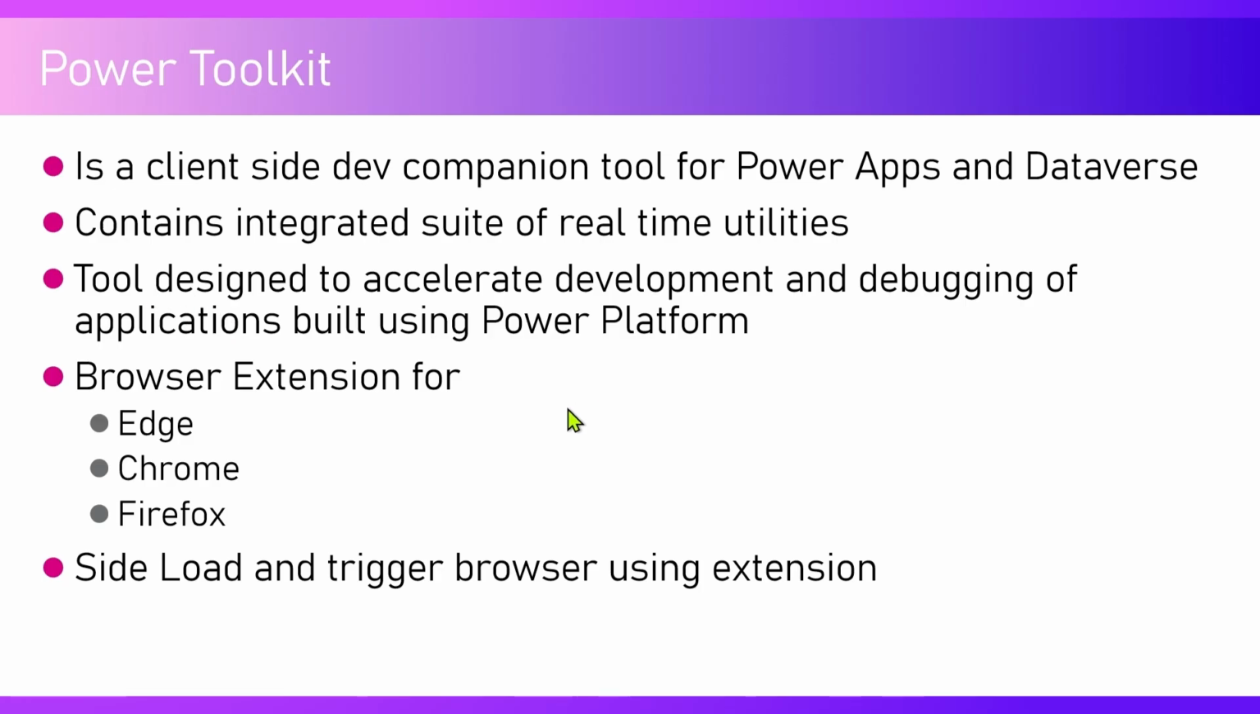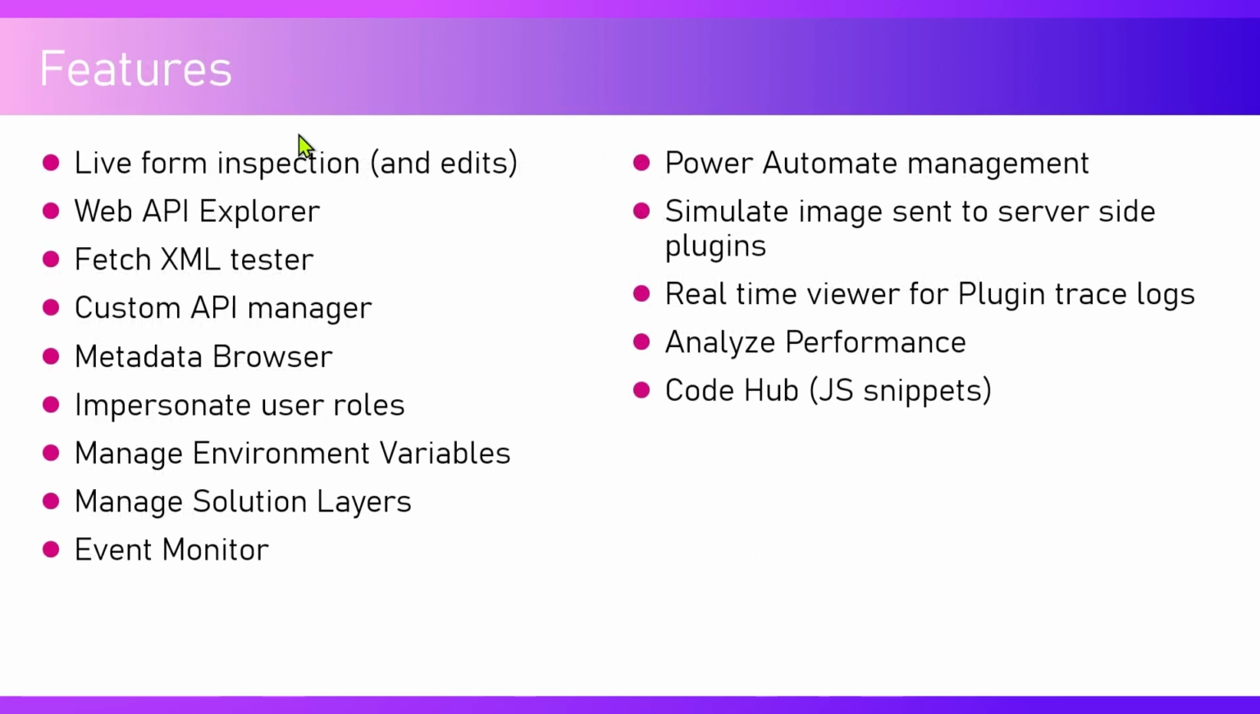So, Power Toolkit, now what does it contain? Basically it contains live form inspection. It contains a Web API Explorer. It contains a FetchXML Tester, custom API manager, and metadata browser. You can impersonate user roles. You can manage environment variables. You can manage the solution layers.